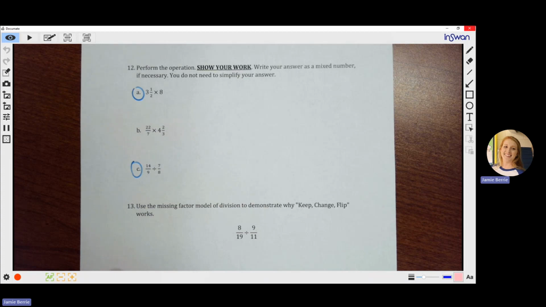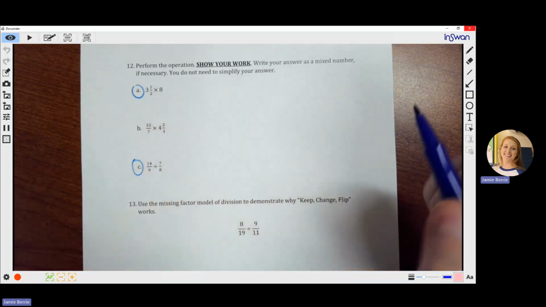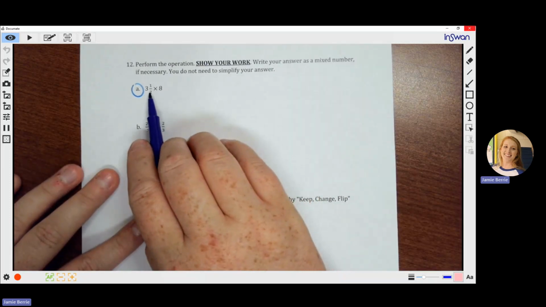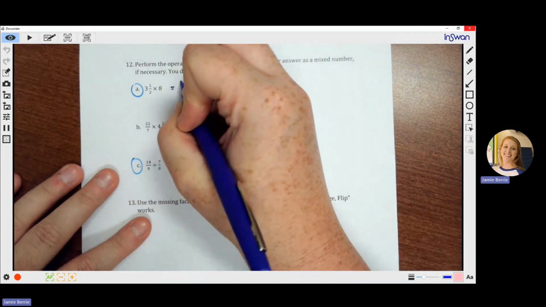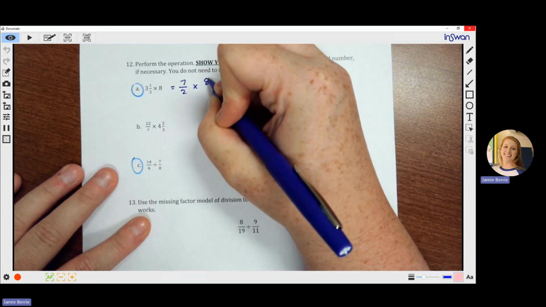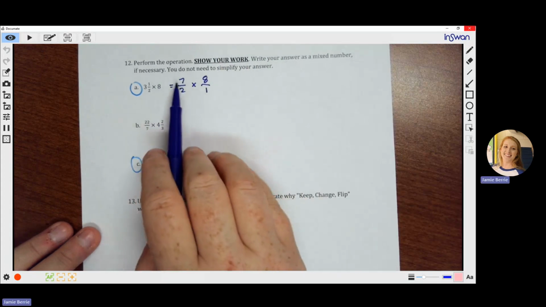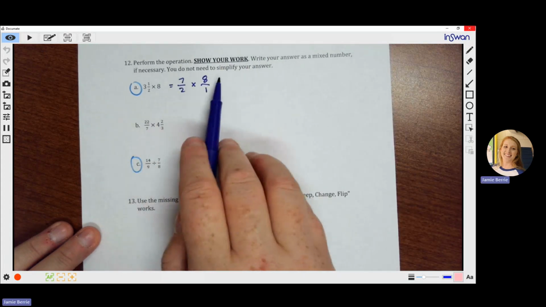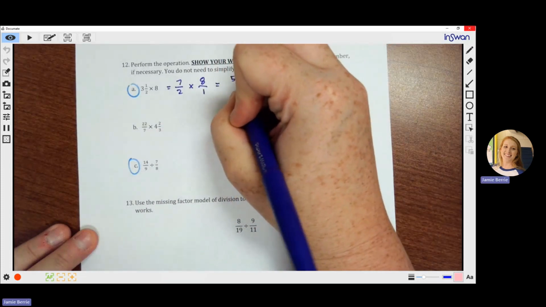All right, so we've got 3 1/2 times 8. We need to convert 3 1/2 into an improper fraction. Starting with the denominator, 2 times 3 is 6, plus 1 is 7. So that's 7/2 times, and then I'm going to write 8 as a fraction, 8/1. Then I'm just going to multiply straight across, multiply numerators, multiply denominators. All right, so that gives me 56/2.